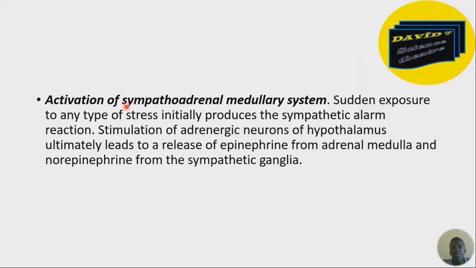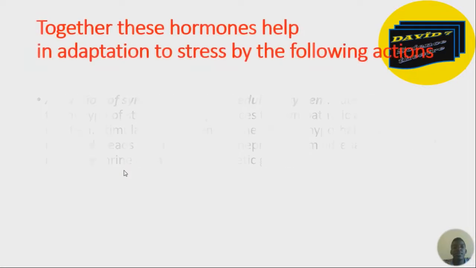In the sympathetic system, we have adrenergic neurons in the hypothalamus. When they are stimulated by exposure to any form of stress, it will lead to release of the catecholamines from the medulla and norepinephrine, which is released at the sympathetic ganglia, within the sympathetic alarm reaction. So together, these hormones help in adaptation to stress by the following actions. So now we have catecholamines and cortisol.